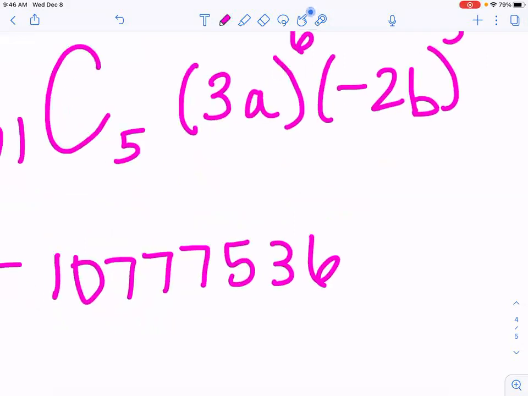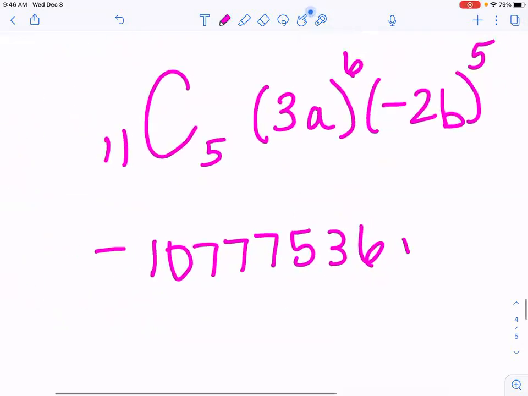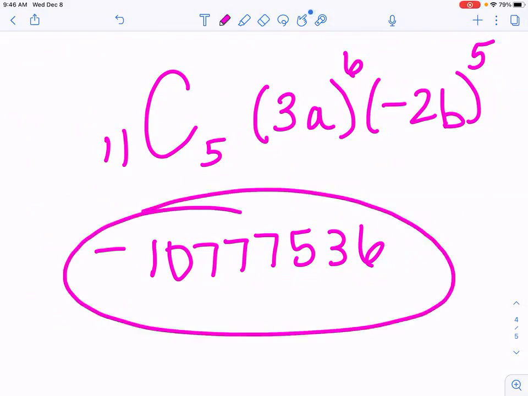Okay, so technically the term would be this a to the 6th, b to the 5th, but I asked for the coefficient. So the coefficient is just that number. If I ask for the coefficient, I want just the number. If I ask for a coefficient, I need you to understand that that's just a number.